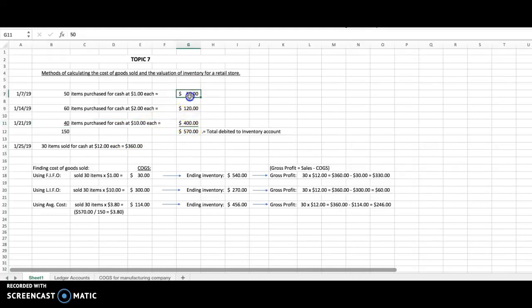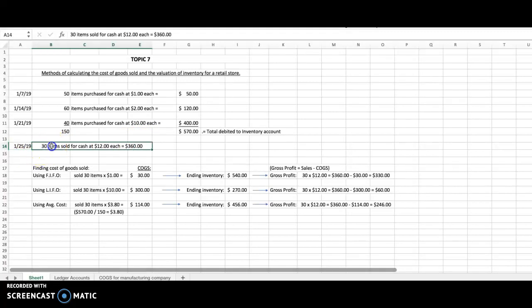This isn't what we sold the items for. This is what we paid for them. Now, the total we bought during the month was 150 items, and the total amount of money is $570. And as this indicates, this amount will be debited to the inventory account. Actually, all 3 of these amounts. And we'll take a look at that in just a second. First of all, one more transaction we'll talk about when we look at the books.